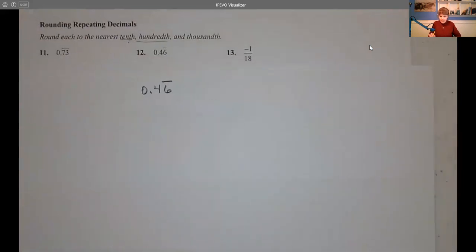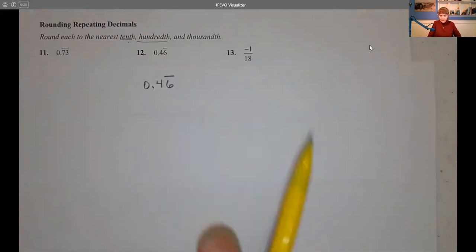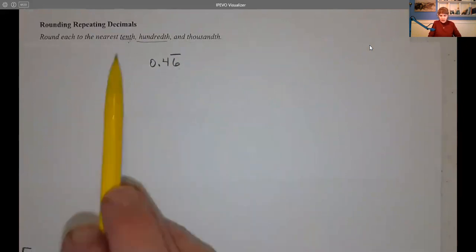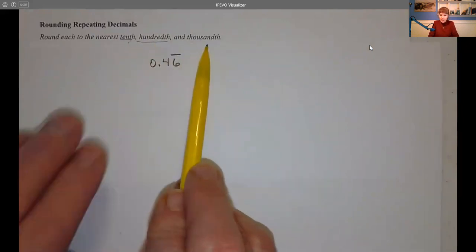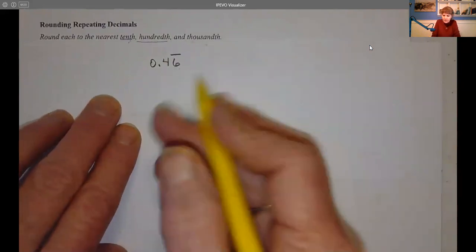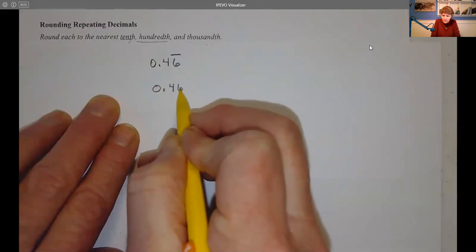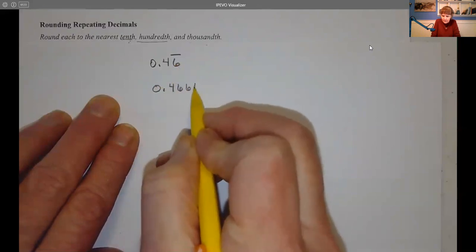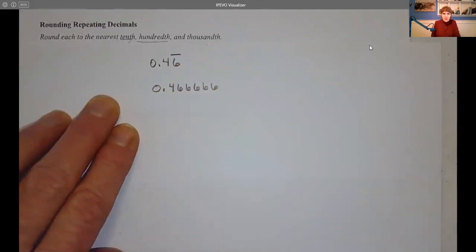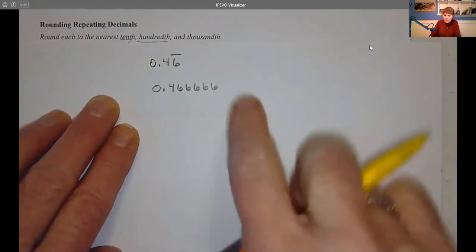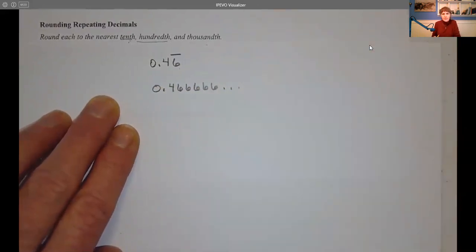Okay, so on this one, I just kind of copied it. I want to do the 10th, 100th, and 1000th. So what I'm going to do is write this out a little bit just so we can see the place values. The 4 isn't repeating, just the 6. I'll carry it out for a while. It doesn't hurt. It would just keep going, dot, dot, dot. There you go.